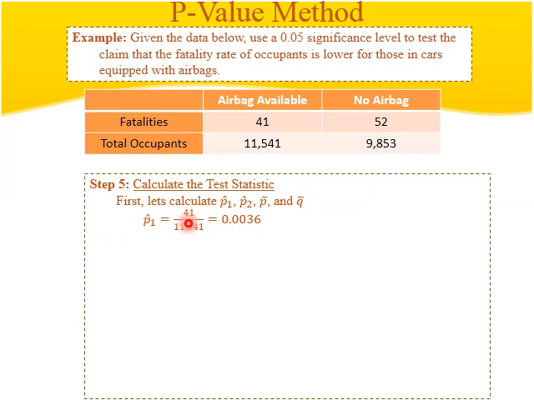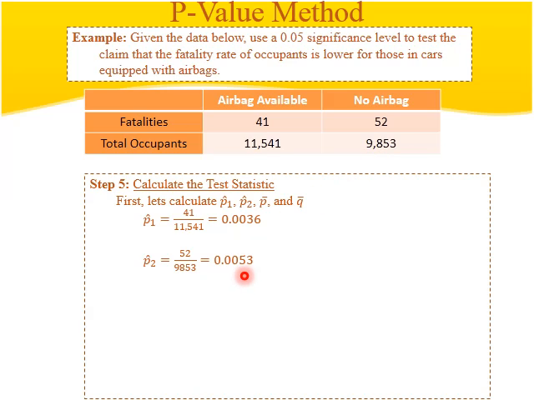So P1 hat is the proportion of fatalities when there was an airbag available. So we take the number of fatalities, divide them by the total number of occupants where there was an airbag available, and that gives us our P1 hat. P2 hat then is done the same way, but using the no airbag available data.